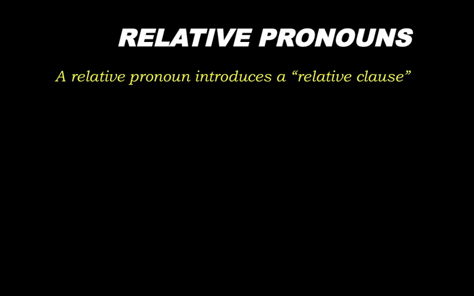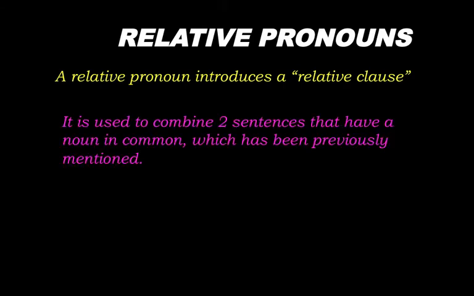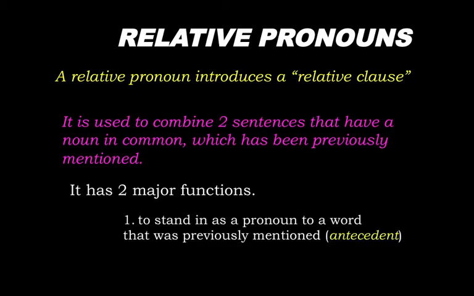A relative pronoun is used to introduce what we call a relative clause. It's used to combine two sentences that have a noun in common, and that noun has previously been mentioned. It has two major functions. So a relative pronoun can be used to stand in as a pronoun to a word that was previously mentioned, and we call that previously mentioned word the antecedent.